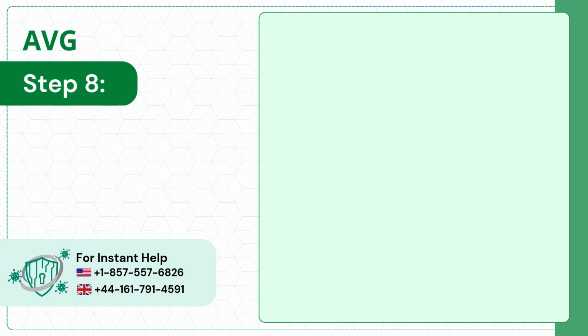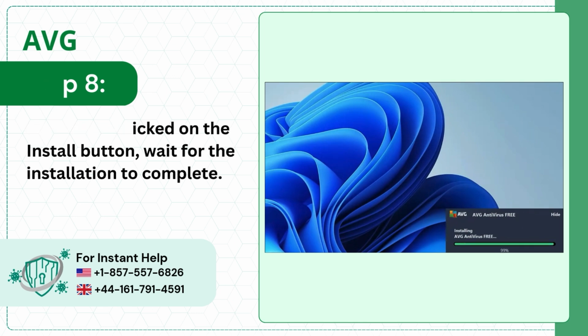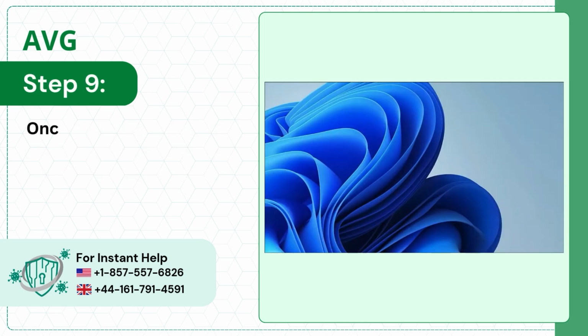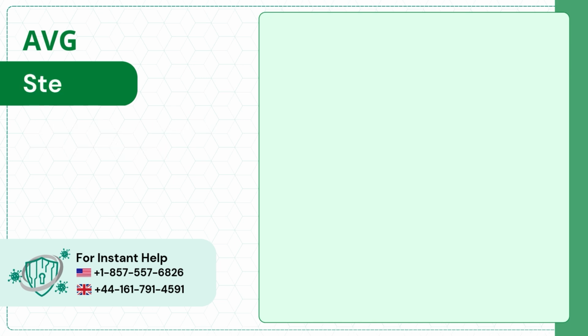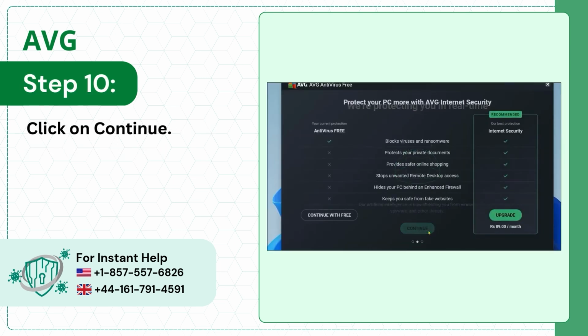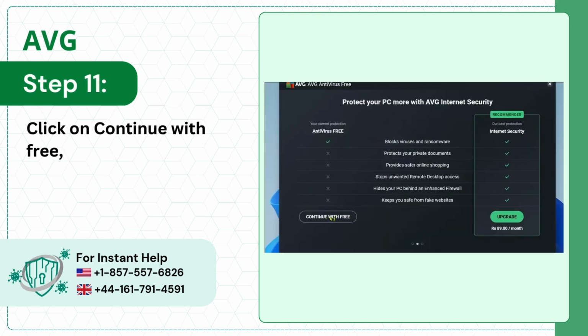Step 8. If you have clicked on the Install button, wait for the installation to complete. Step 9. Once installed, the AVG window will open. Step 10. Click on Continue. Step 11. Click on Continue with Free or you can upgrade.